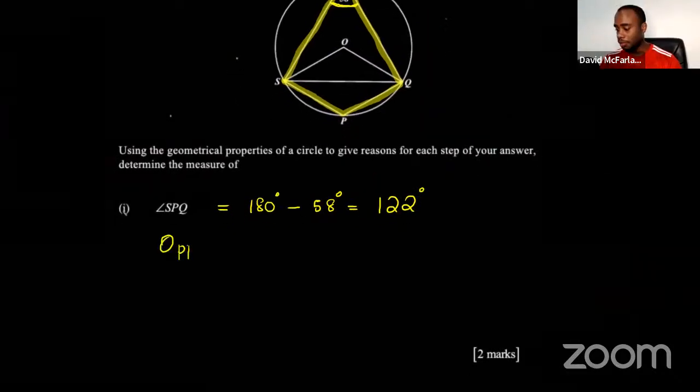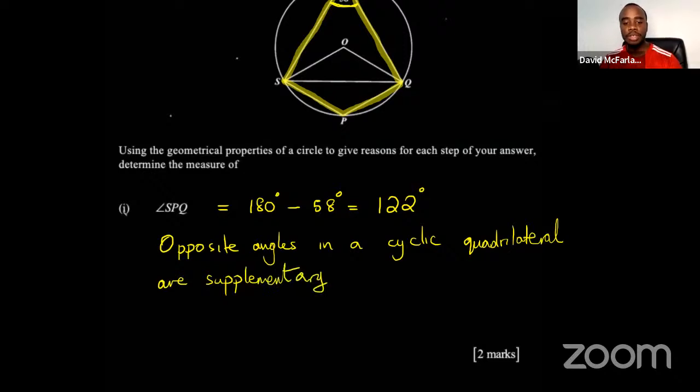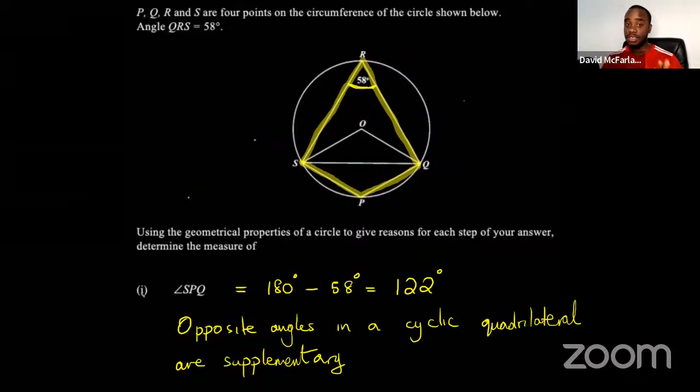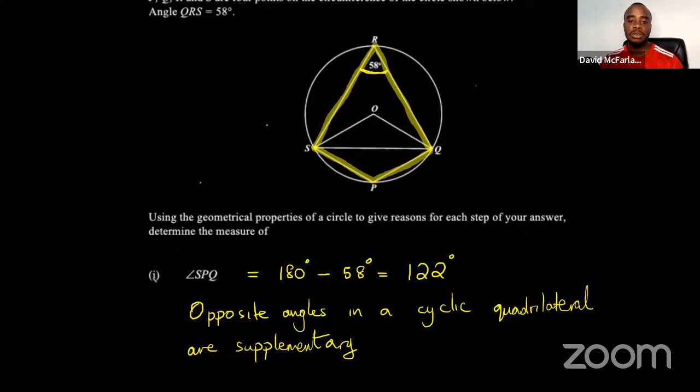Why? Opposite angles in a cyclic quadrilateral are supplementary. So now we're getting brave. We're doing them even without the theorems that we draw beside us. But remember, if you have to draw them, you know, they're like the wheels on a tricycle. They help you to get by until you can ride the bicycle alone.